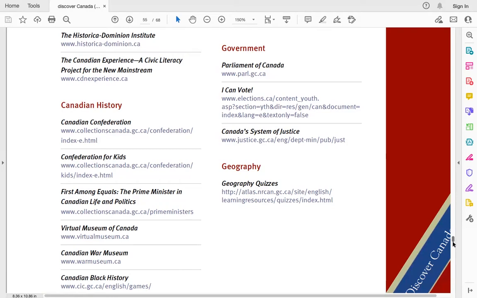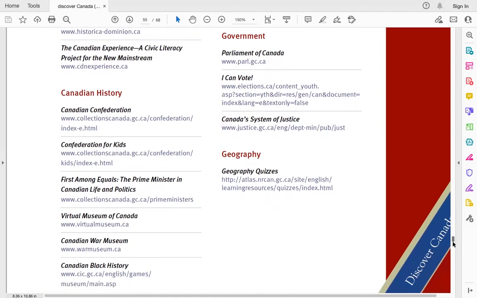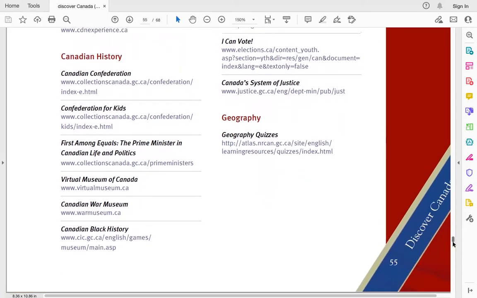Virtual Museum of Canada, www.virtualmuseum.ca. Canadian War Museum, www.warmuseum.ca. Canadian Black History, www.cic.gc.ca/English/backslash games/main.asp.